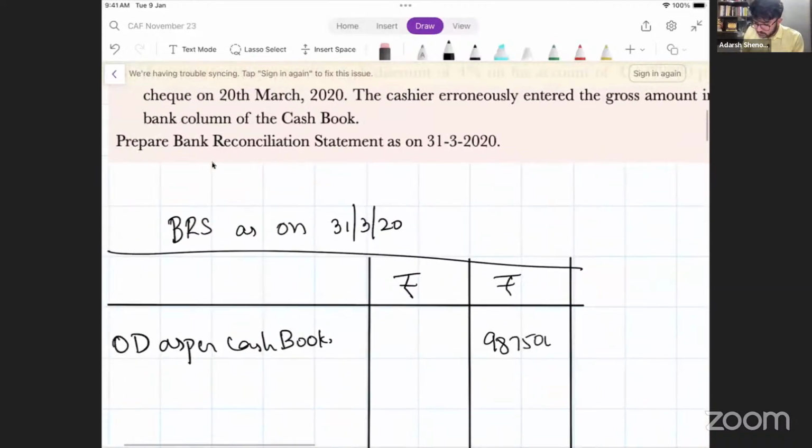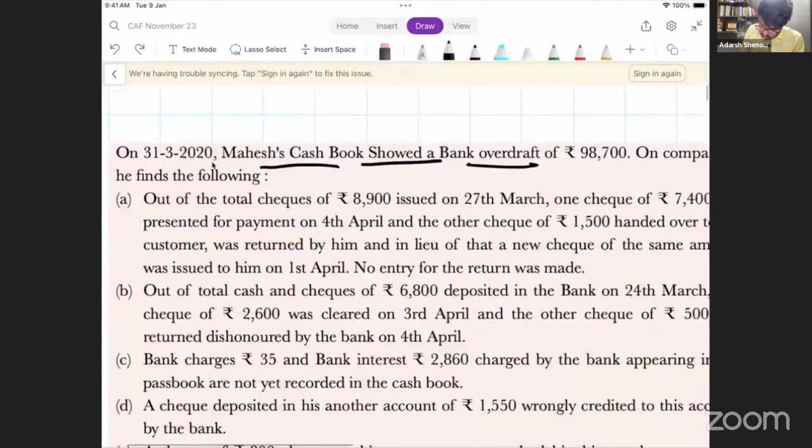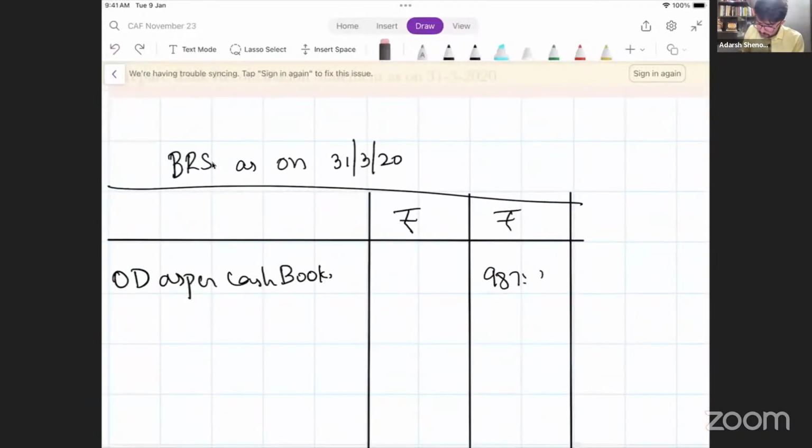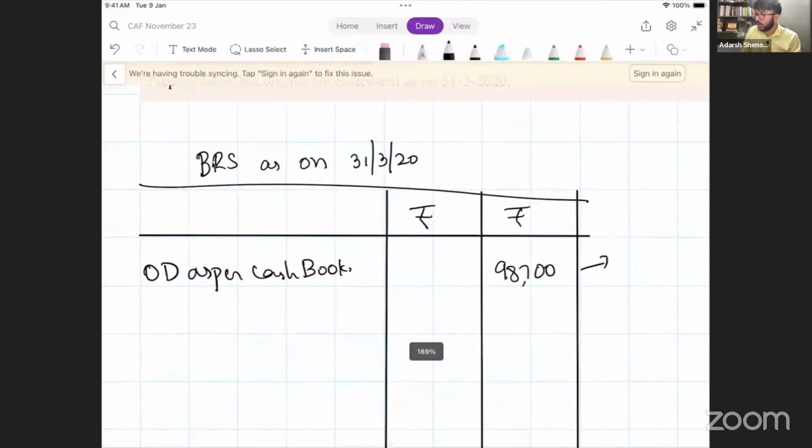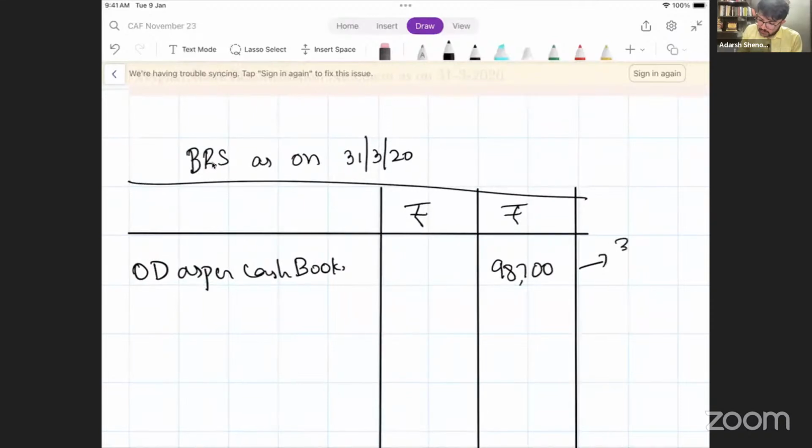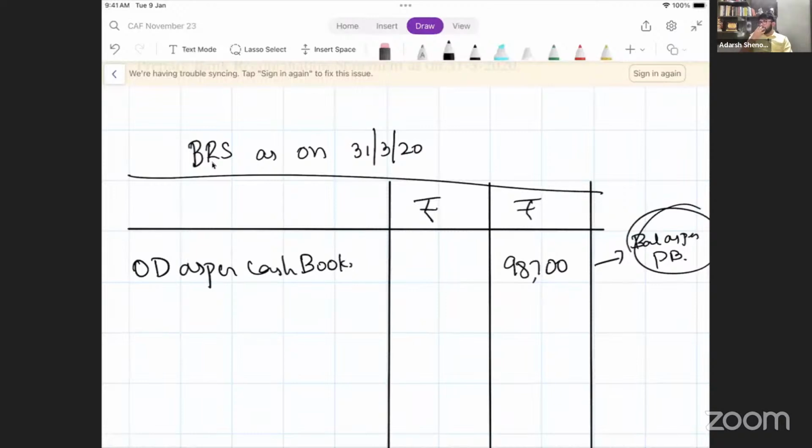Before I start reading the adjustments, when it is an OD balance, as a simple trick, I change the book altogether. So I think of this question as balance as per passbook. Normal balance as per passbook, I will assume. And I'll solve the whole question like that. Balance as per passbook question, how I would solve, I would solve the whole question like that. Is this clear? So we will treat this as balance as per passbook.